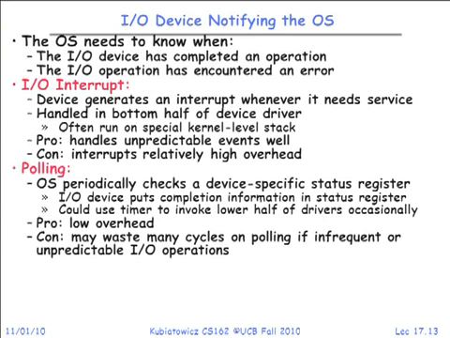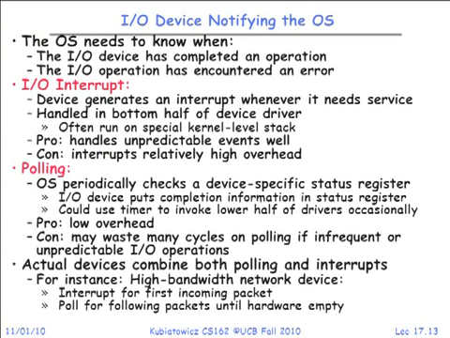So actual devices combine both polling and interrupts, and I've given you this example throughout the term because it's a good one. You've got a 10 gigabit Ethernet interface. If you were to interrupt on every packet coming in, that would overwhelm most processors you're likely to use, because there's just not enough processing power to handle all the saving and restoring of registers and so on dealing with the interrupts if you took one on every packet coming in at the highest rate.